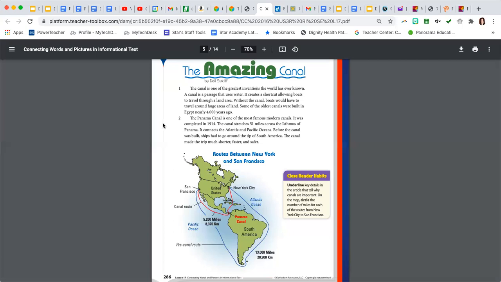The Panama Canal is one of the most famous modern canals. It was completed in 1914. The canal stretches 51 miles across the Isthmus of Panama. It connects the Atlantic and Pacific Oceans. Before the canal was built, ships had to go around the tip of South America. The canal made the trip much shorter, faster, and safer.